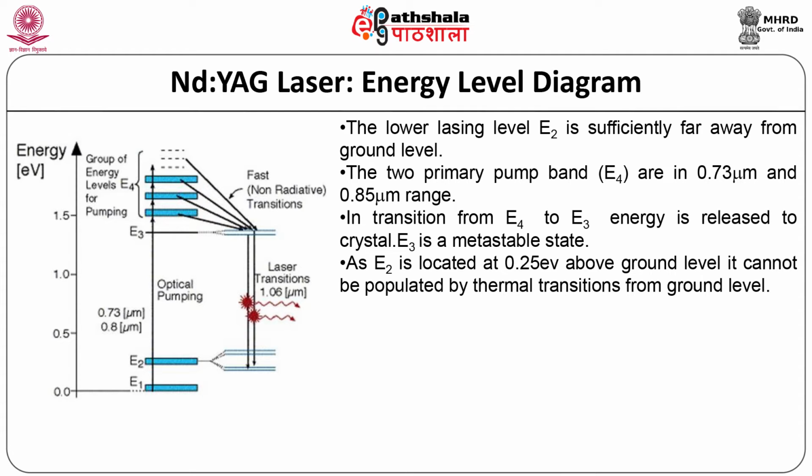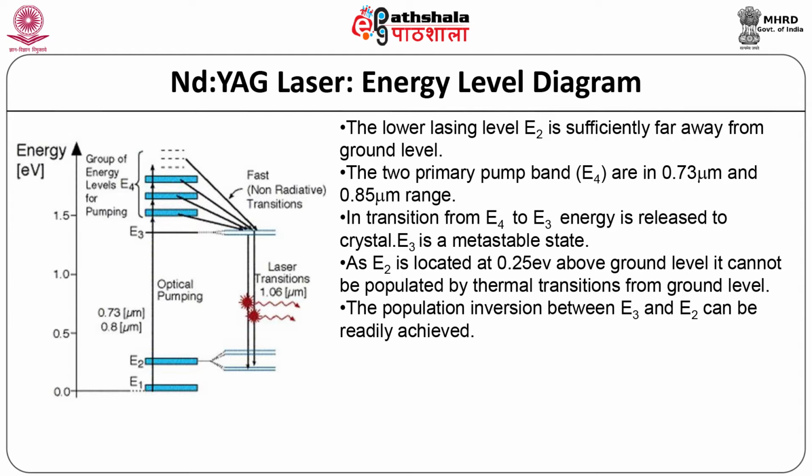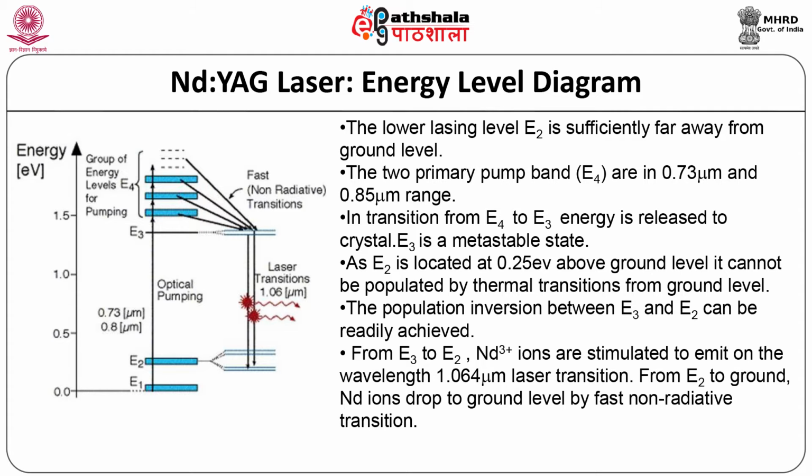As E2 is located at 0.25 electron volt above the ground level, it cannot be populated by thermal transitions from the ground level. The population inversion between E3 and E2 can be readily achieved. From E3 to E2, Nd3+ ions are stimulated to emit at the wavelength of 1.064 micrometer laser transition. From E2 to ground, Nd ions drop to the ground level by fast non-radiative transition.